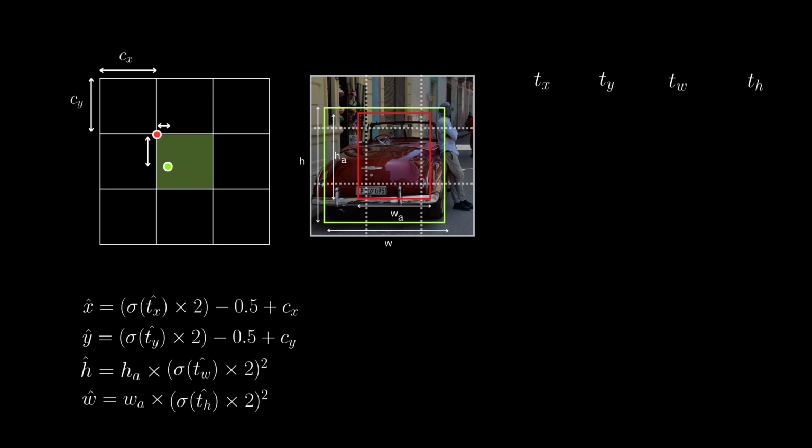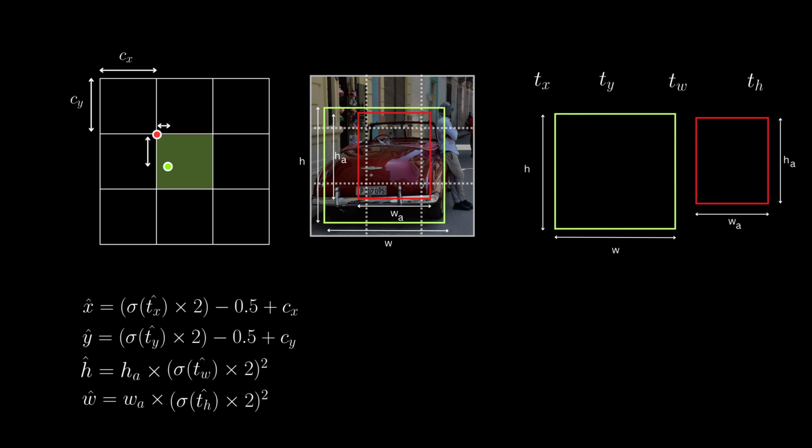YOLO v5 deviates from this approach. Given an anchor box and ground truth, YOLO v5 first computes if this anchor box can be matched to this ground truth or not.